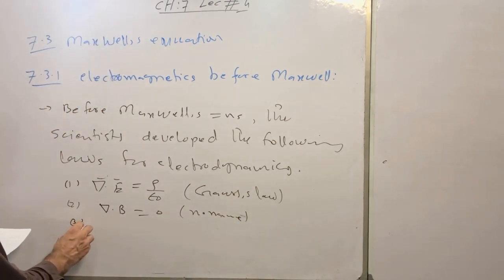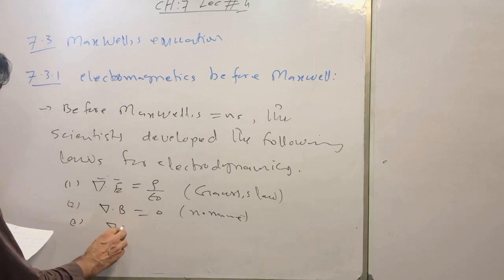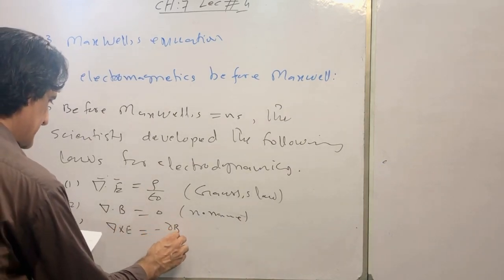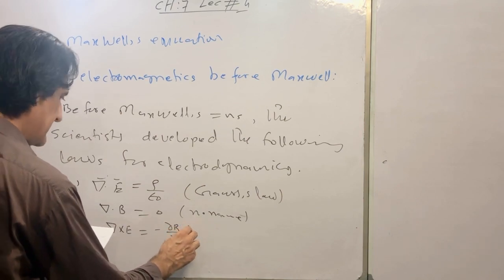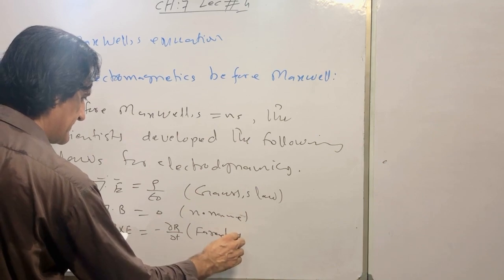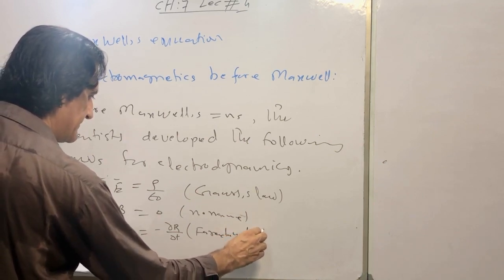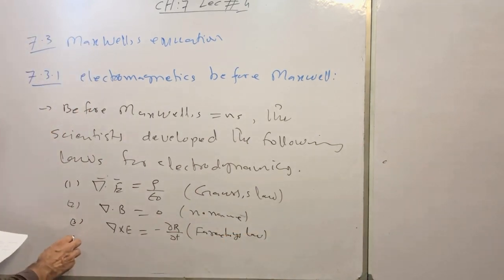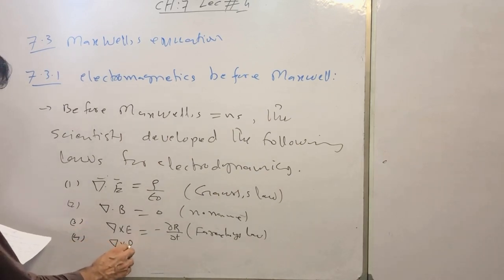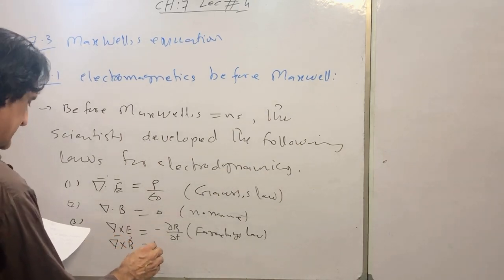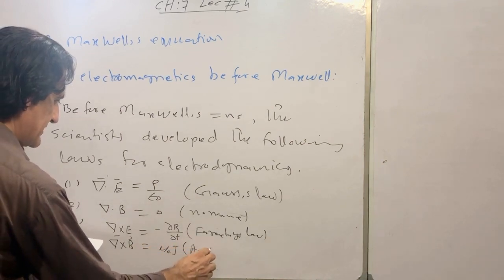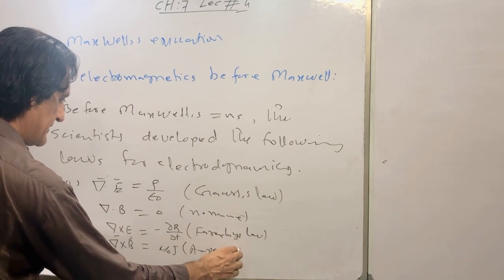And the third one is del cross E, which is equal to minus partial B divided by partial t, and this is known as Faraday's law. And the last one, this is del cross B, which is equal to mu naught J, and this is known as Ampere's law.